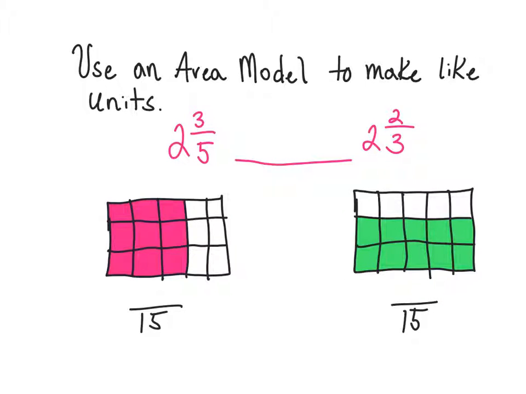And how much is shaded over here is 9/15. And over here is shaded 10/15. So who is greater? 2/3 is greater than 3/5. And we did that by creating area models to find the like units. And in this case, the like unit was 15ths.